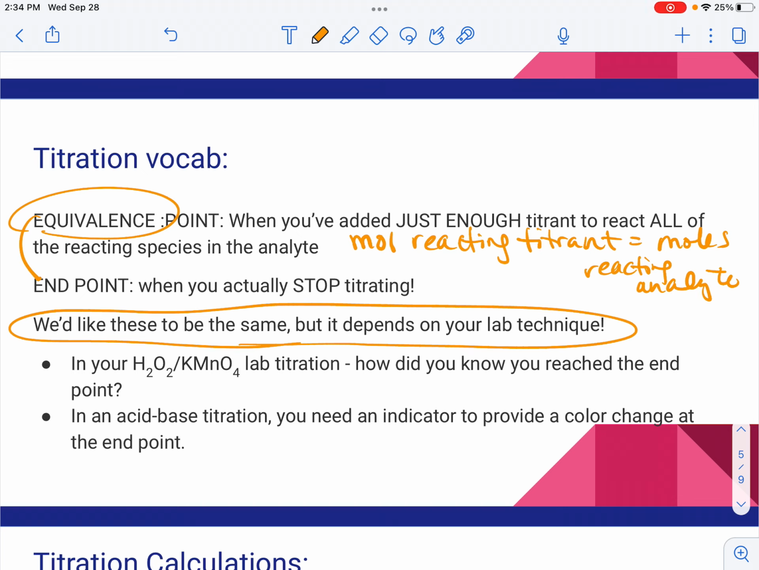If you went too far and your color change was too deep of a color change, then you actually titrated past the equivalence point, which means that your moles of reacting titrant appear to be more than they should be, which means that your moles of reacting analyte appear to be more than they are. So keep that in mind. And remember that if this is an acid-base titration, we have to provide an indicator because most acids and bases are colorless.